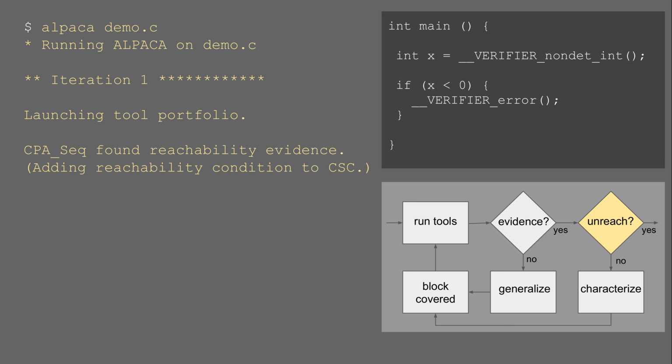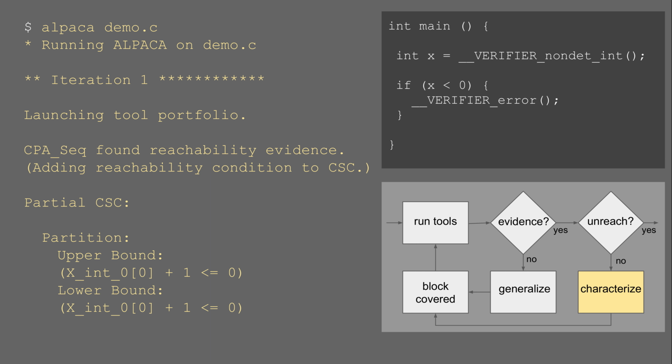The evidence given by CPA-sec is used to perform a directed symbolic execution that logically characterizes this path, namely when x takes on a value less than 0. The comprehensive state characterization is updated with this path, rewritten in a canonic form. For details about partitions and bounds in a CSC, refer to the technical paper listed at the end of this video. Now part of the state space has been characterized.